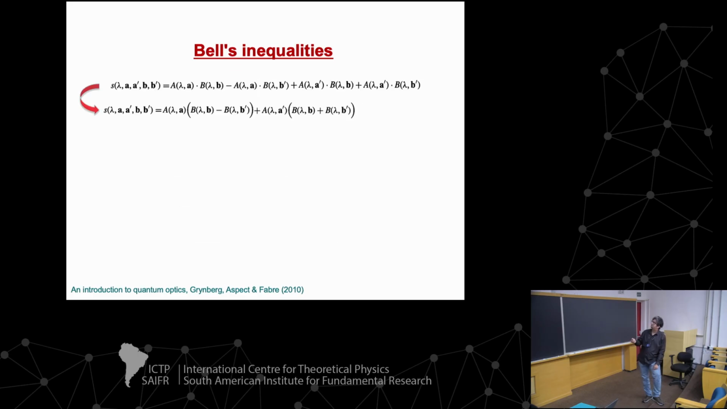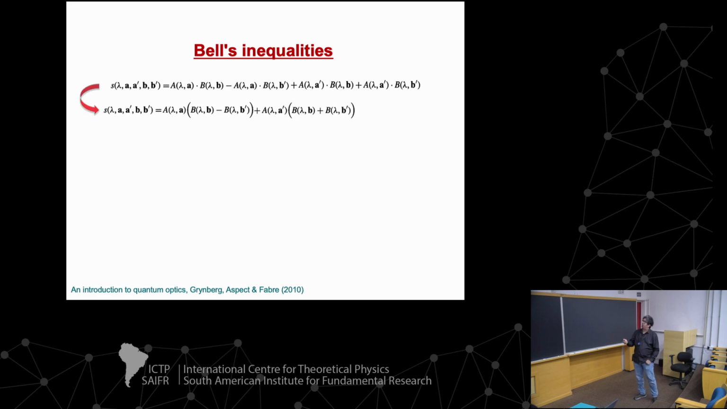Let's define this quantity here, small s, that depends on the set of parameters of your system, and depends on 2 different positions of polarizer 1 and 2 different positions of polarizer 2. This quantity is like this. It's just the product of A and B, but for different polarization angles.